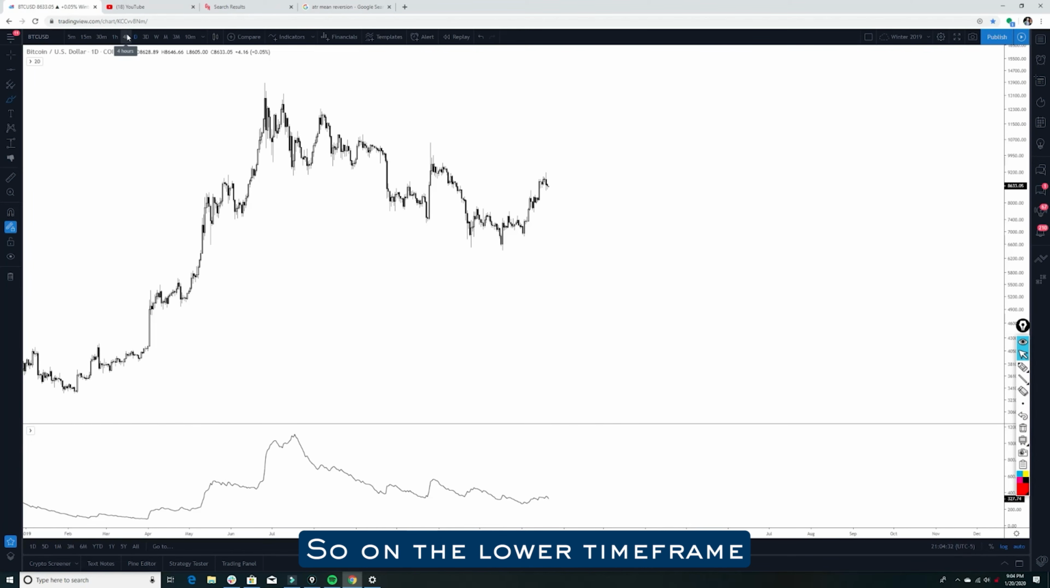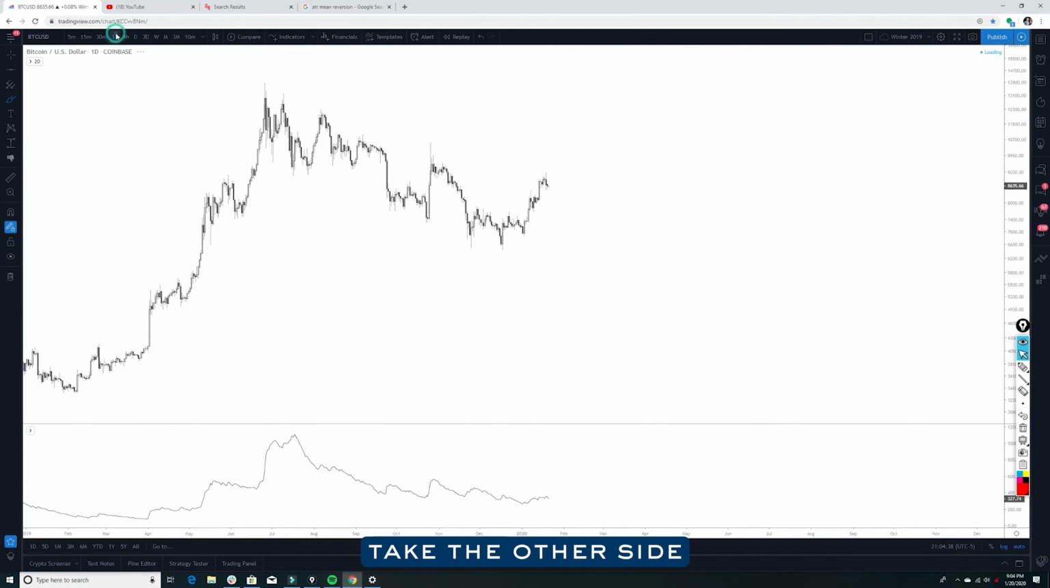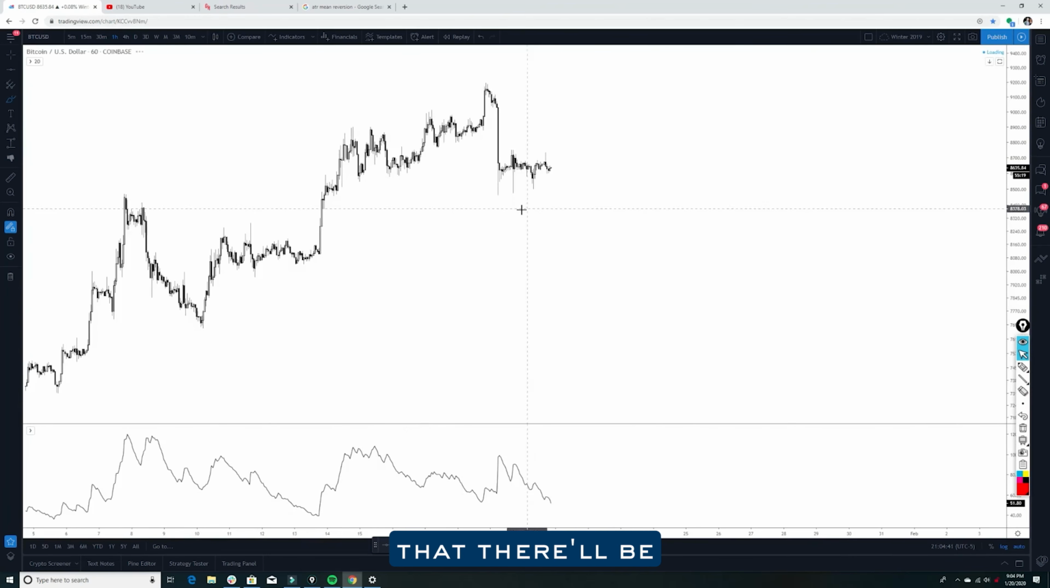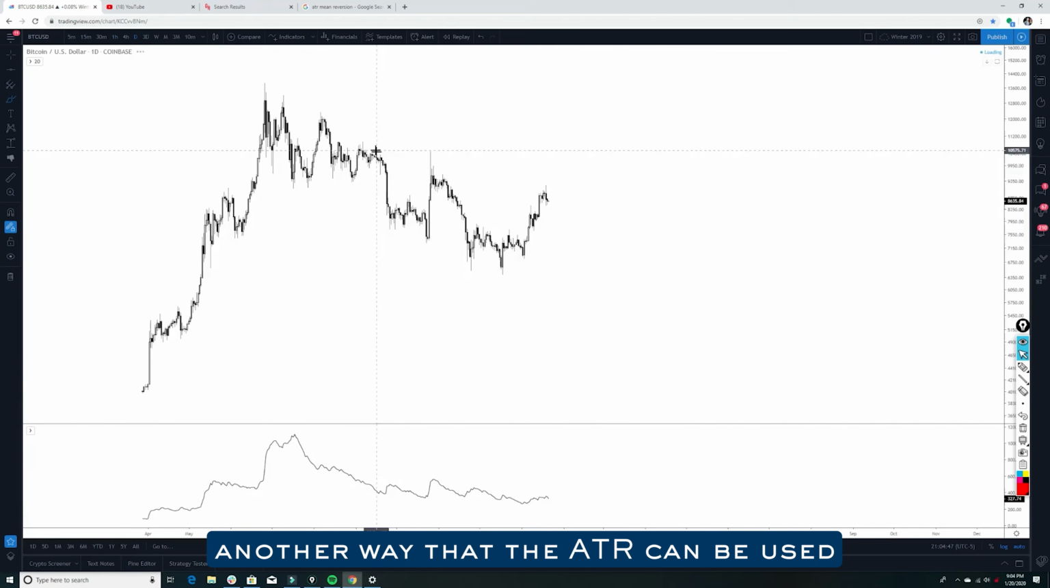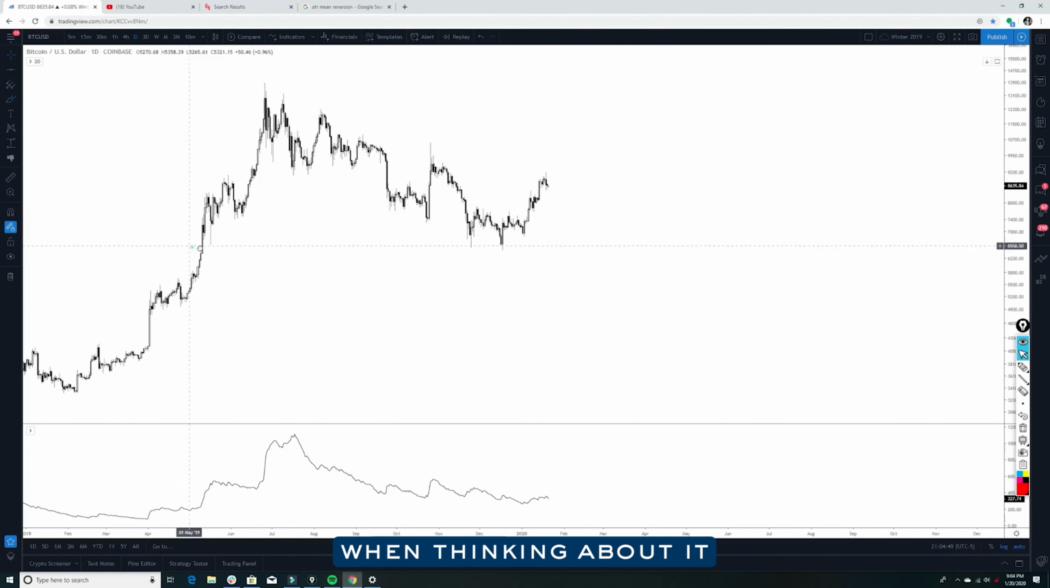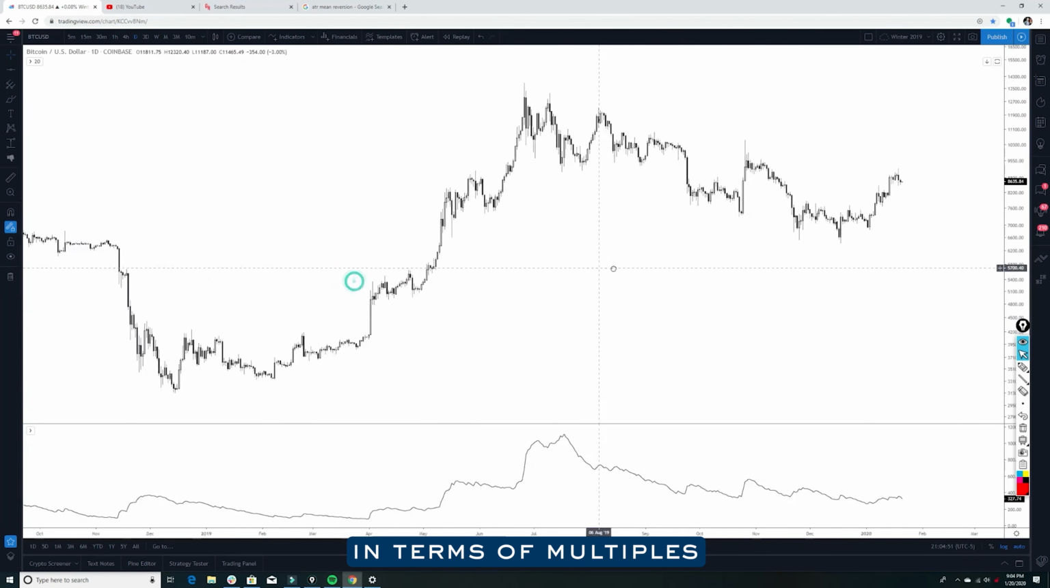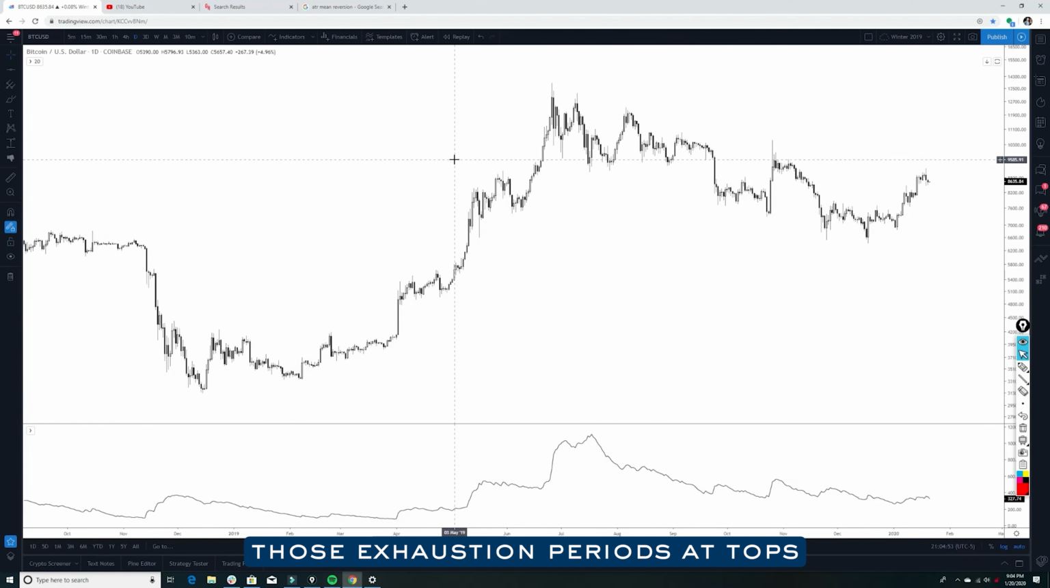So on the lower time frame, if you get a move that is 1.5 times 300 or even 2 times 300, these are all trades that you could potentially take the other side of, with the anticipation that there'll be some type of correction on that lower time frame move that occurs impulsively either to the upside or to the downside. Another way that the ATR can be used, when thinking about it in terms of multiples, is for finding those exhaustion periods at tops.